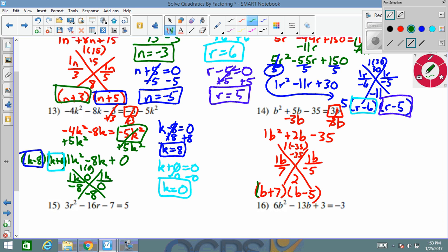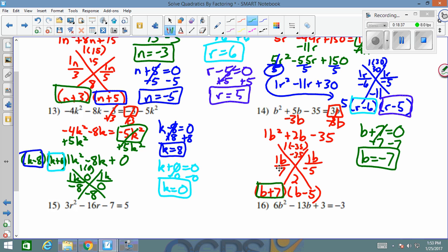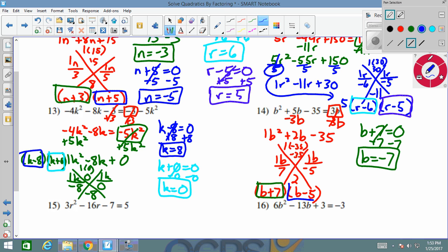Okay, take each parenthesis, so it's going to be b plus 7 equals 0. Since it's positive 7, we're going to subtract. So we get b equals negative 7. Then we're going to take the other one, which is b minus 5 equals 0. Since it's negative, we're going to add 5 and add 5. So b equals 5.